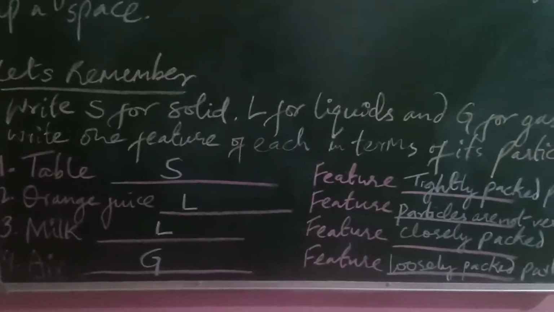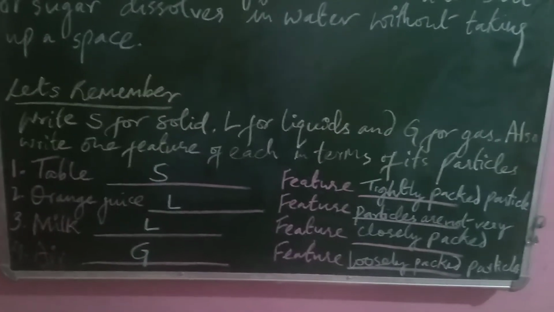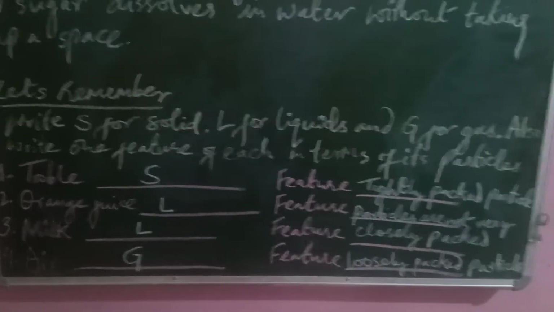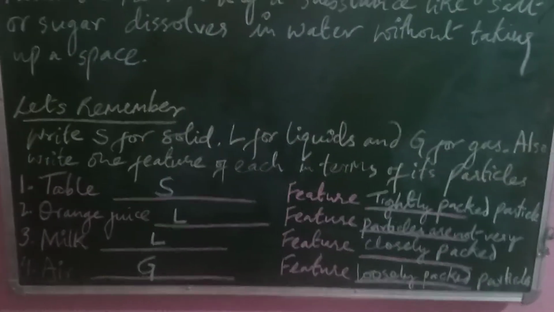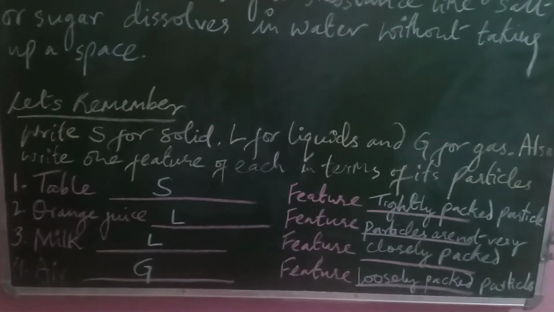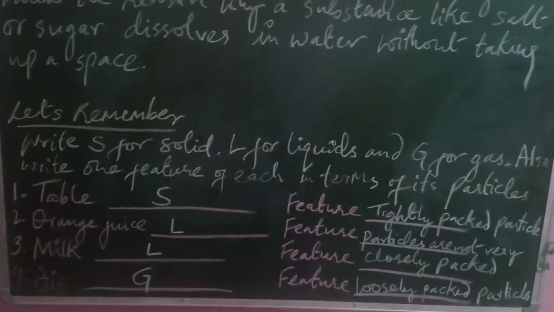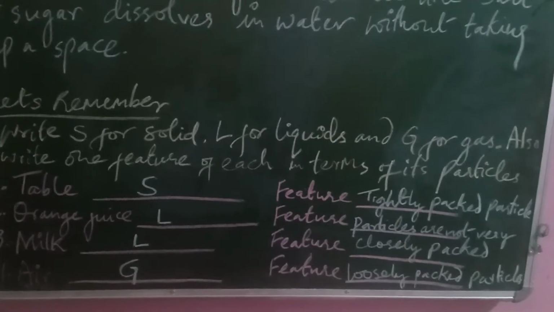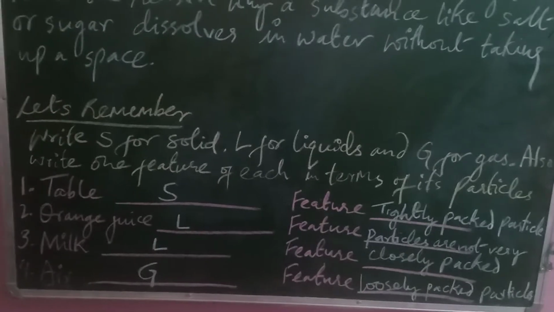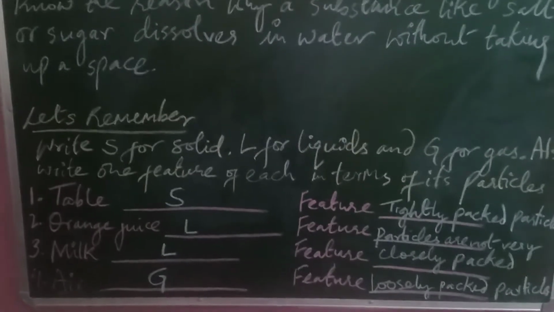Moving on. Now let's do the remember part. Write S for solid, L for liquid, and G for gas. Also write one feature of each in terms of its particles. In the first one we have a table. A table is a solid and its feature is tightly packed particles, or you can say tightly packed molecules. In question 2, orange juice is a liquid and its particles are not very closely packed.